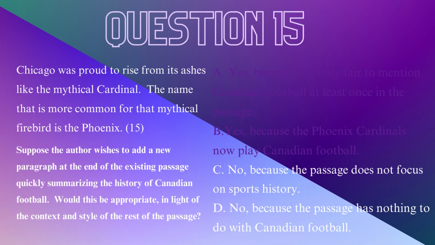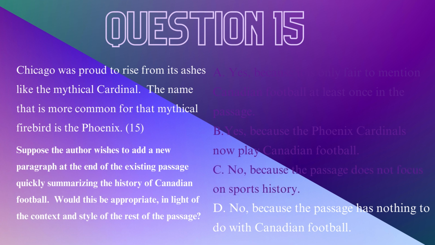And so let's just say this was the last passage of the entire English section and I only had 15 seconds to answer. I could, with confidence, put down D as my choice. I didn't even have to read A and B. I didn't have to waste any time reading that. Just for the sake of looking at this now, A says yes, because it's only fair to mention Canadian football at least once in the passage. No, that's not true. B, yes, because the Phoenix Cardinals now play Canadian. That has nothing to do with anything, right? So yes, D is the correct choice.